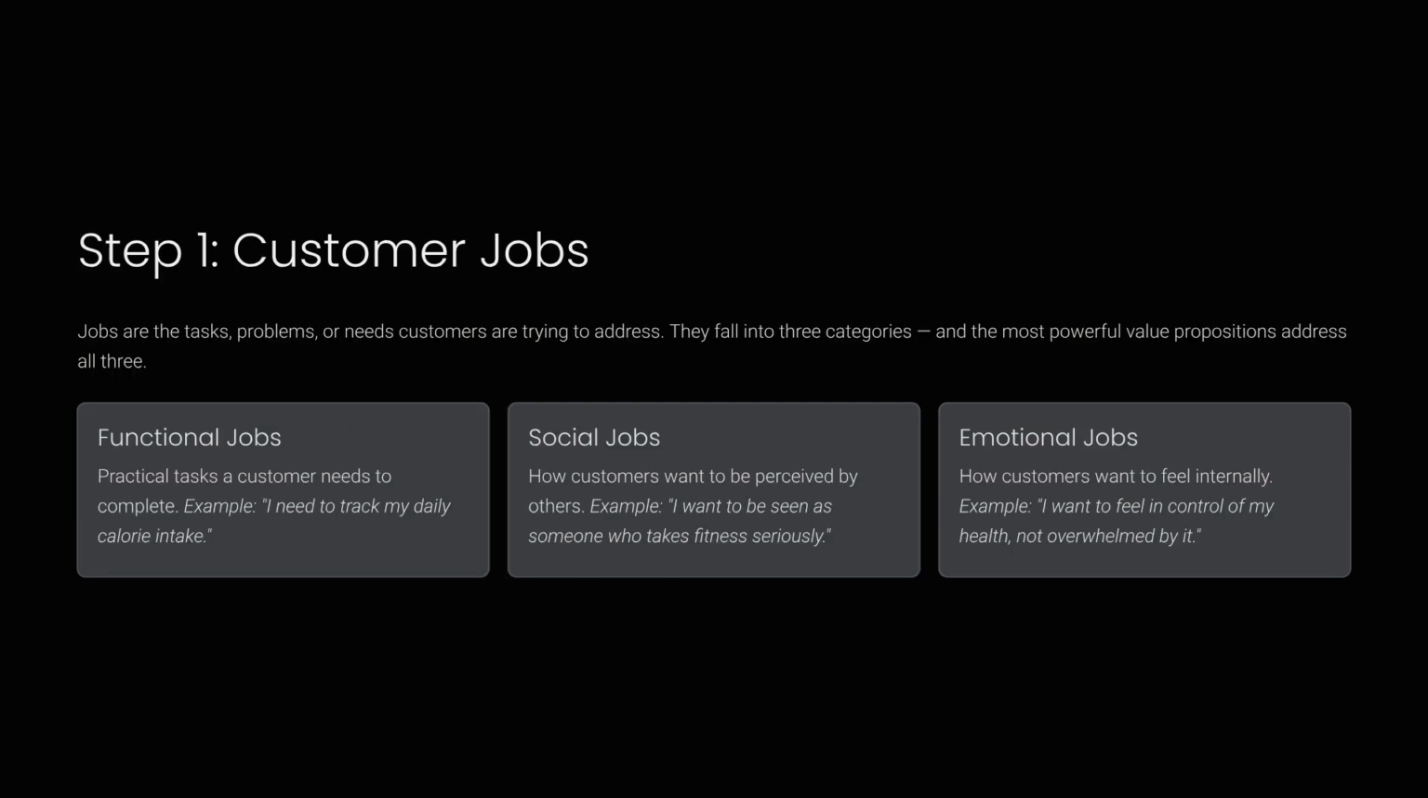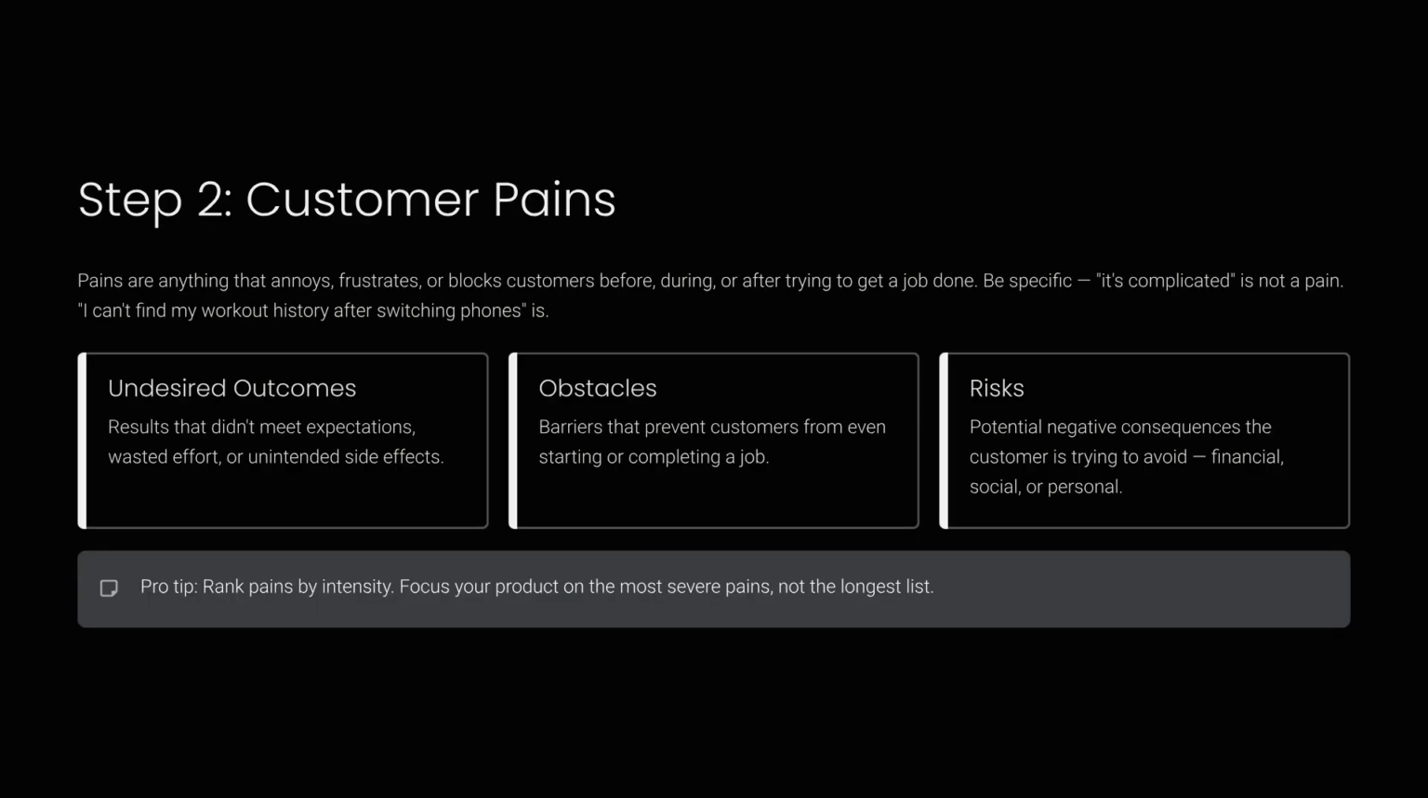The first step is identifying customer jobs. These are the functional, social, and emotional tasks a customer is trying to complete. The most powerful propositions address all 3 categories. Step 2 is understanding customer pains. These are the barriers, risks, and undesired outcomes they face. A pro tip here: rank these pains by intensity, so your product focuses on the most severe ones first.